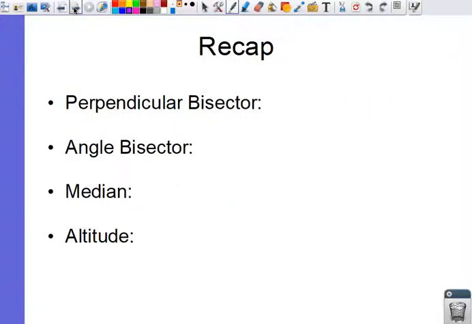Alright, a little bit of recap. A perpendicular bisector is a segment that is perpendicular to another segment at its midpoint. An angle bisector is a segment or a line or a ray that cuts an angle in half. A median is a segment that goes from a vertex to the midpoint of the opposite side. An altitude is a perpendicular segment from a vertex to the line containing the opposite side. If you need to get these, pause it, go back, whatever you need to do.